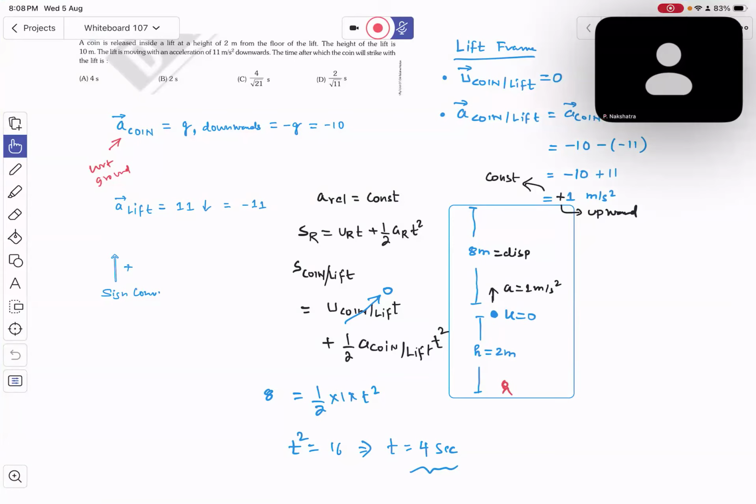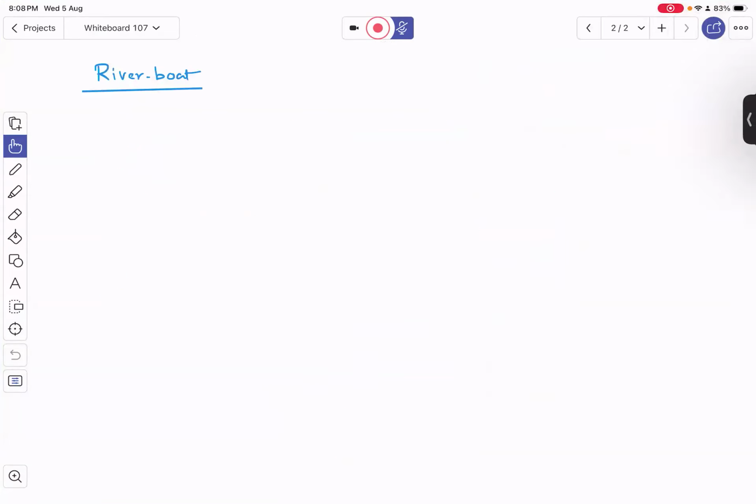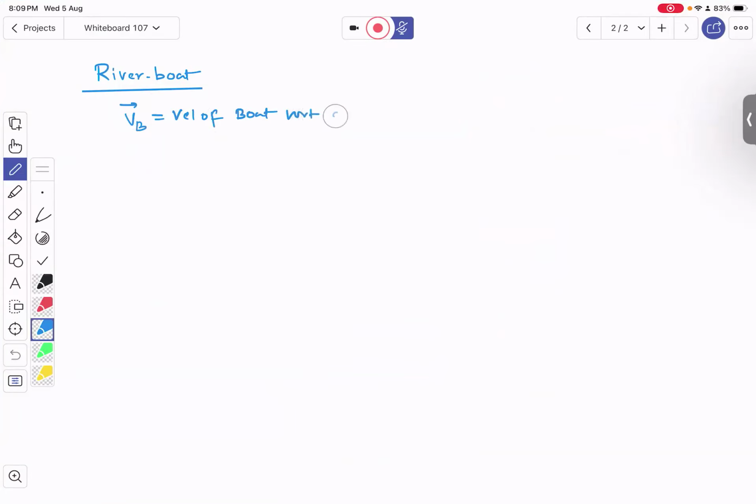Now fine, sir. Yeah, I joined with another network. So we are going to discuss something called riverboat problems. So the symbols I'm going to use, I'll write down. VB here stands for the velocity of the boat with respect to the ground frame.